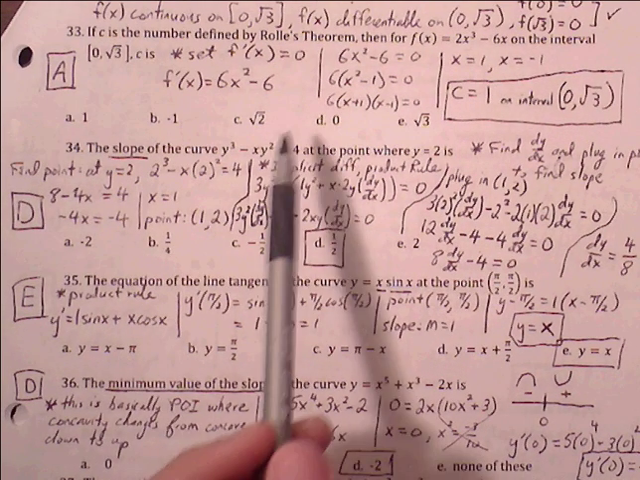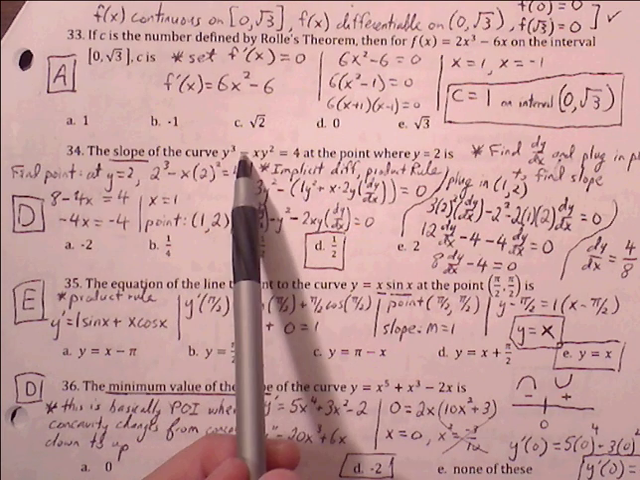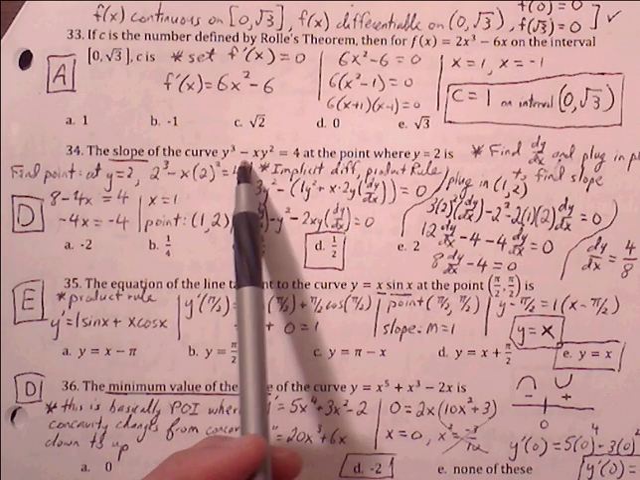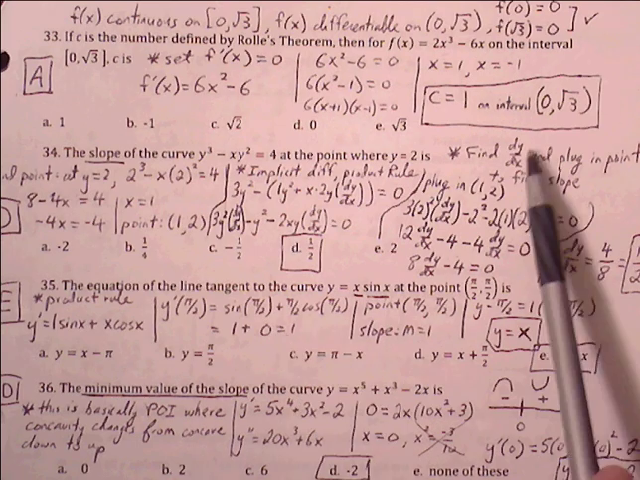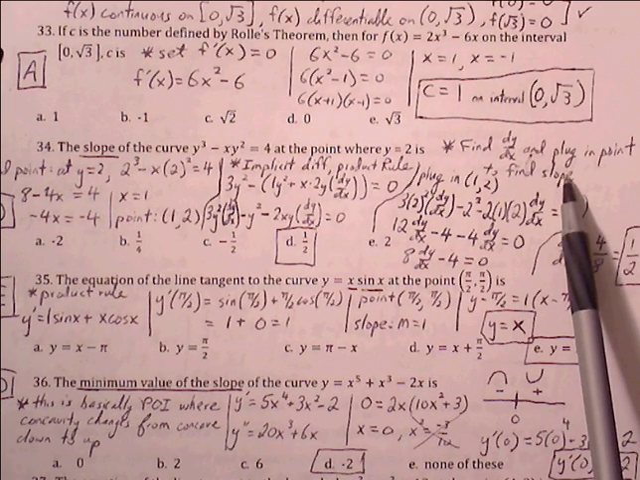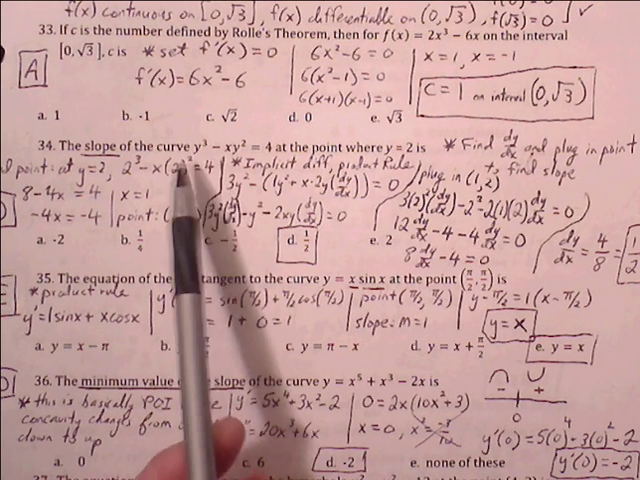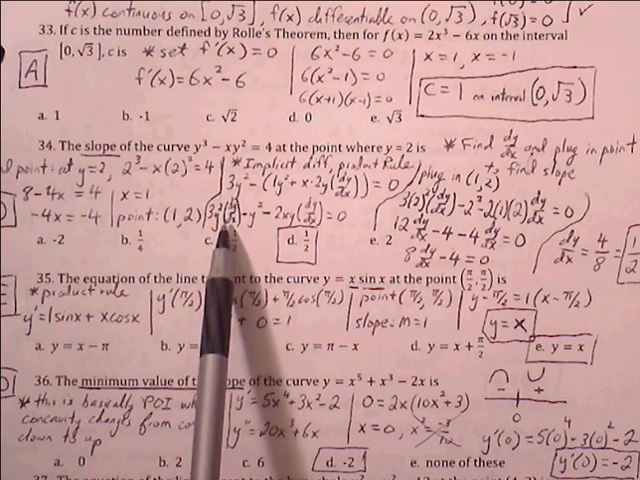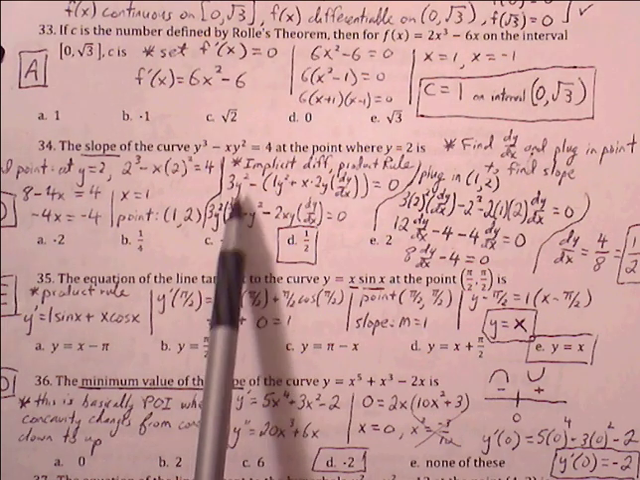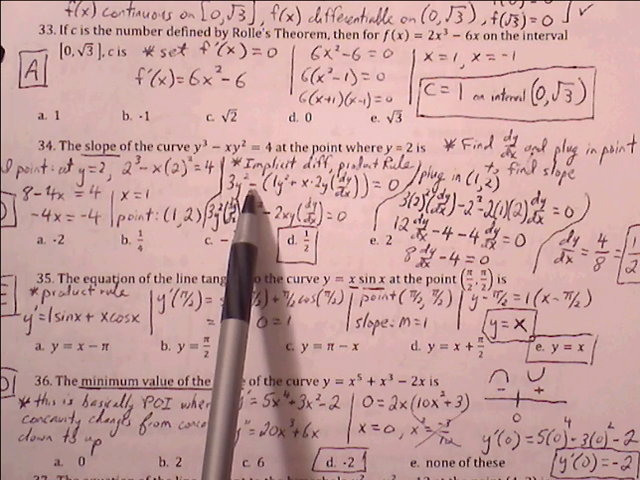If we want to find the slope, let's go through the derivative steps. We're going to find dy/dx, and then we're going to plug in the ordered pair to find the particular slope value. So y cubed becomes 3y squared, and I need to include the dy/dx after 3y squared.